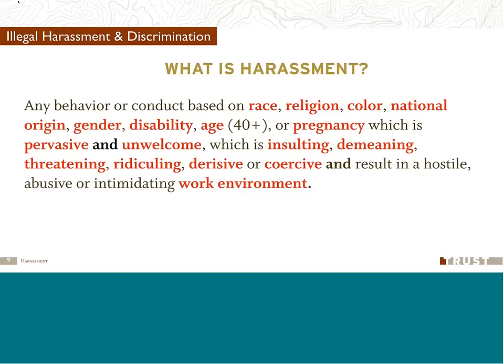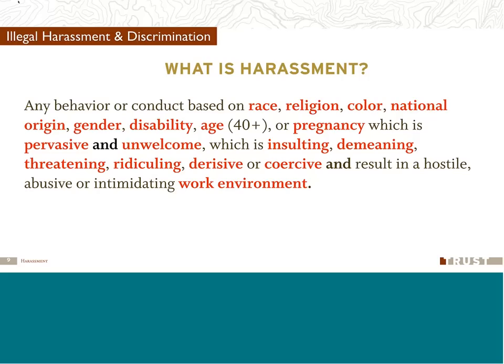There's a lot of words in there. We have to make sure we understand what all these words mean. So let's just take a few minutes and talk about what these different words mean. First of all, we notice it says that this conduct or behavior is pervasive and unwelcome. So for it to be illegal harassment, it has to meet that criteria, pervasive and unwelcome. And then it could be any one of these other words: insulting, demeaning, threatening, ridiculing, etc.